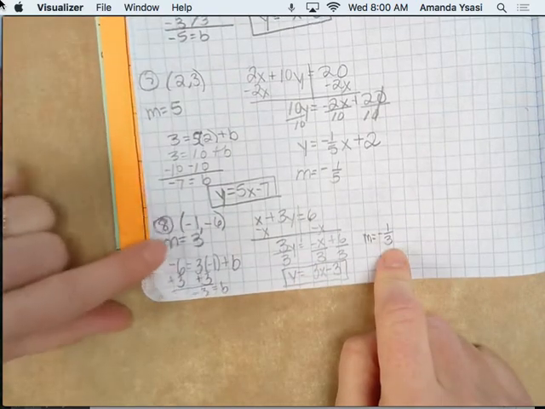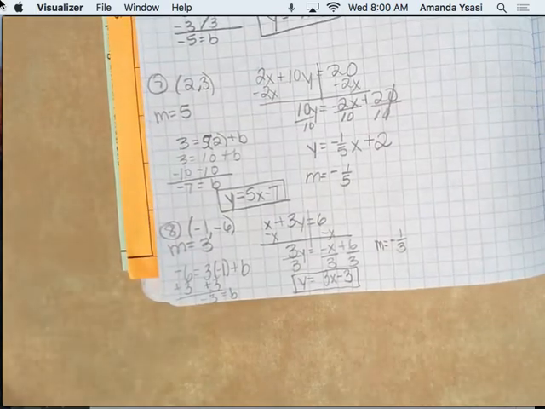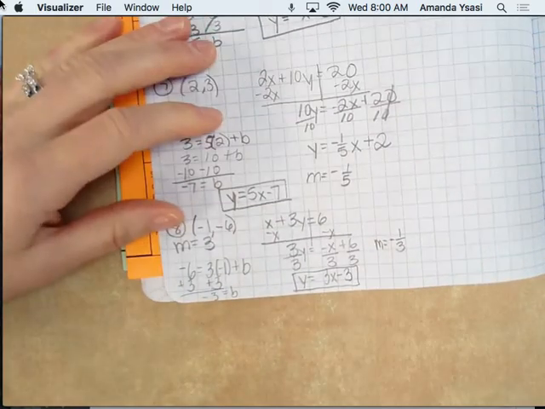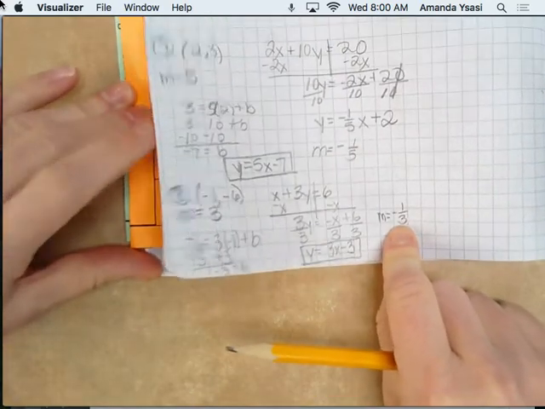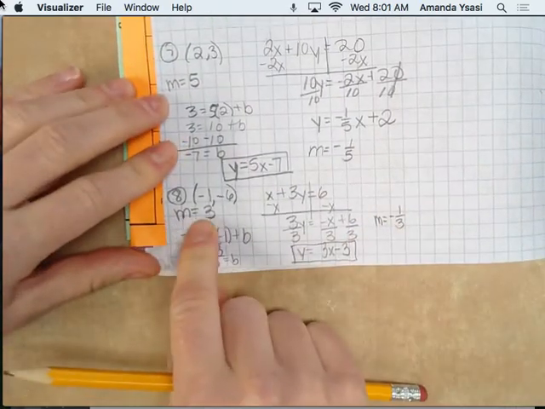And, oh, did I do that one wrong? I think I did that one wrong. That's what I got. No. Did I do it right? Yes. Oh, okay. The original is negative 1/3. Okay, I got scared for a second. All right, so that's 3.